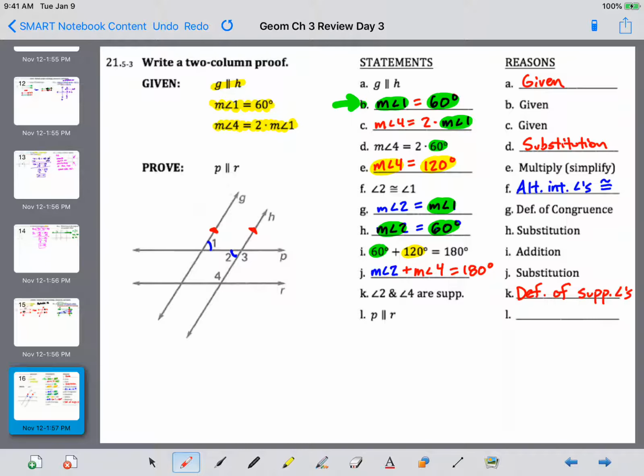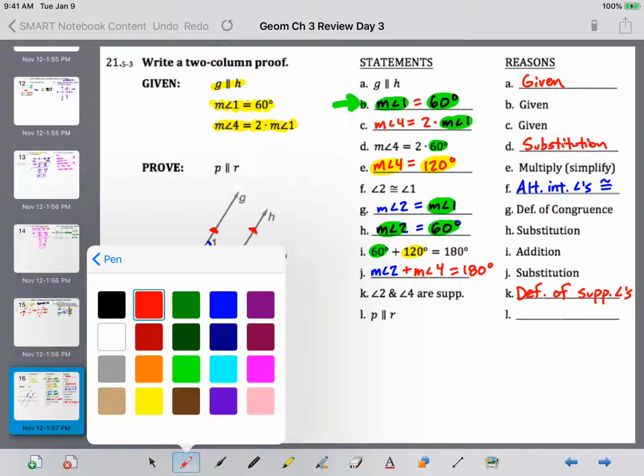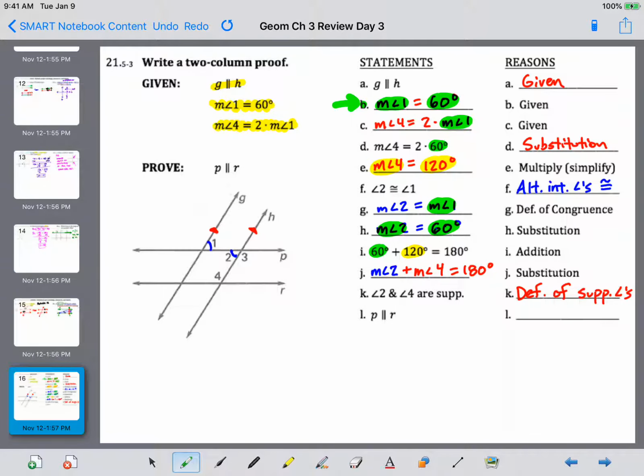Okay, and last but not least, let's go back to our picture. So we've got all of this information, and now we can conclude that this line P is parallel to R because we know this angle 2 plus angle 4 is equal to 180, or that they're supplementary. That is consecutive interior angles converse, which on your blue sheet matches with theorem 3.6.